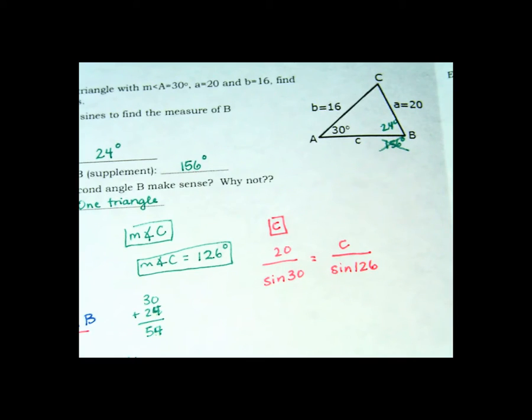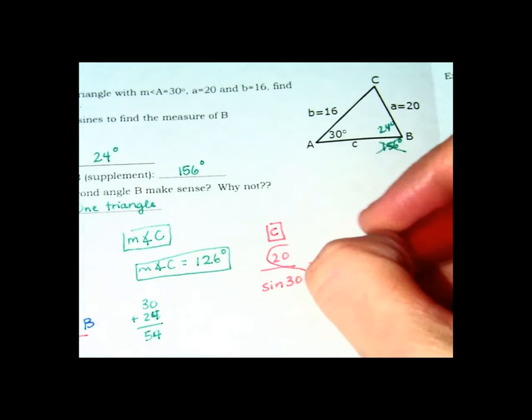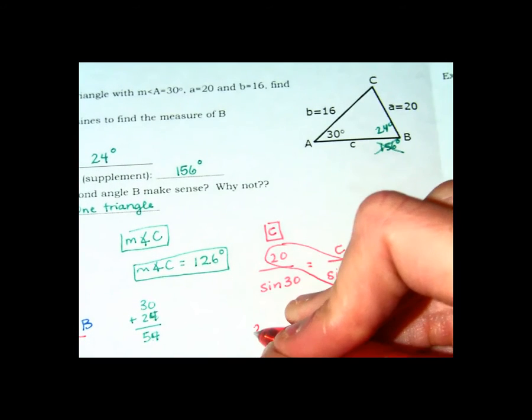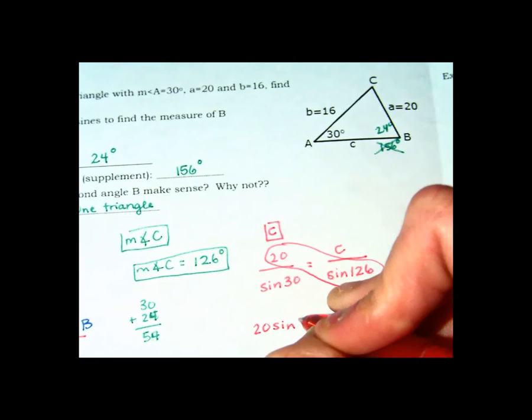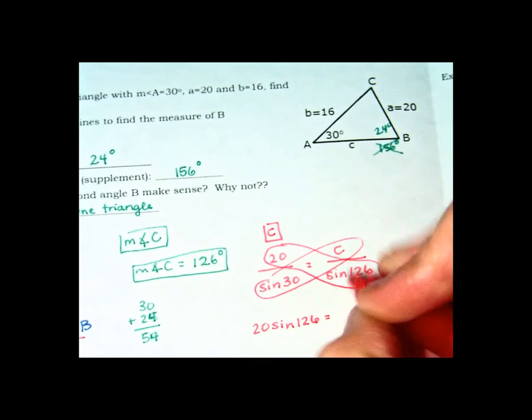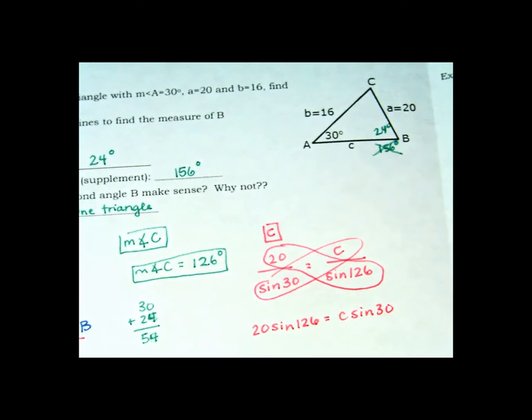Alright, now somebody remind me how to do that. Cross multiply. So 20 sine 126 equals C sine 30. Then what'd you do?